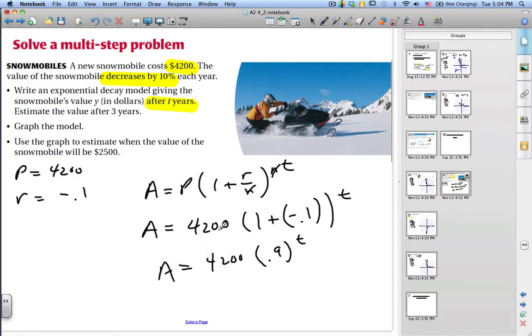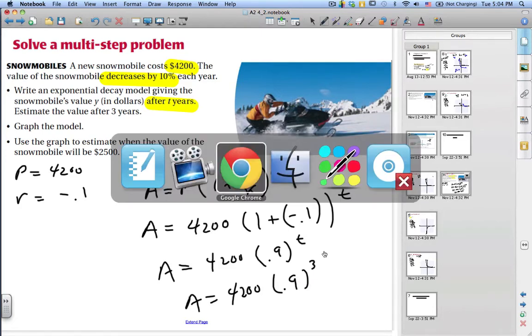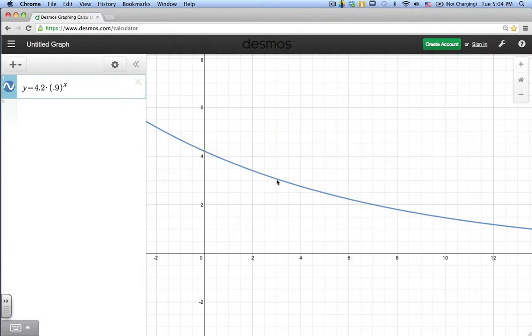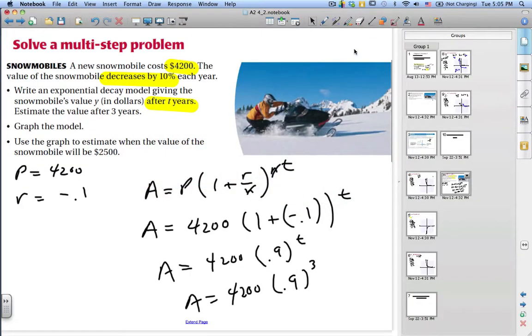Okay, I went ahead and put this into a graphing calculator already. They want me to estimate the value after 3 years. I'd find that if I wanted to do it with a calculator, it'd be $4,200 times 0.9 to the third power. But I'm going to go ahead and read it off the graph that I have here. So I'm going to go to 3. Here's 3 years. And you can see it's $3,062. Okay, so this will be equal to $3,062 after 3 years. So it lost a quarter of its value.